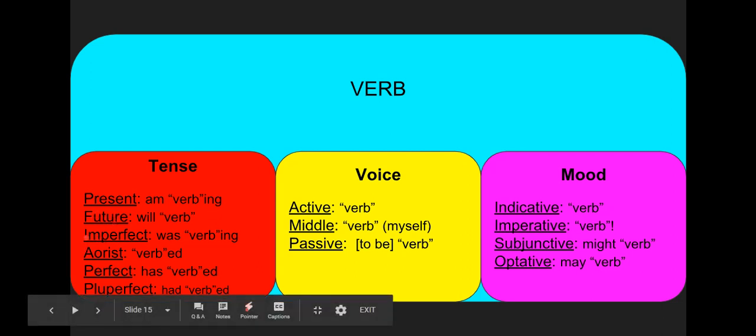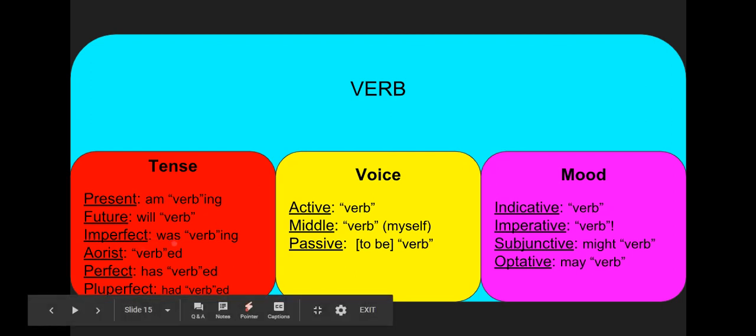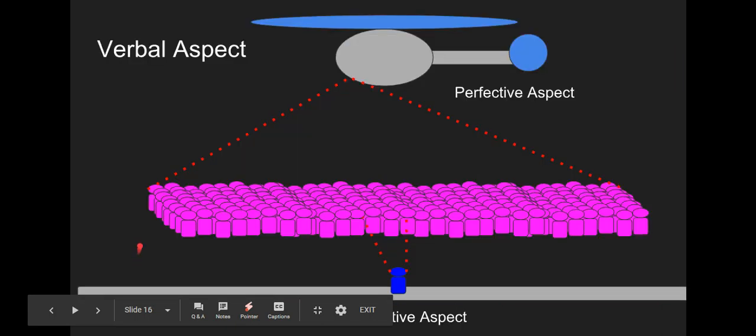Imperfect and aorist are both past, but there's a difference between them. So you can see my brief definition here. You would put was verbing. So John explained the love of God. John was explaining the love of God would be imperfect. Aorist, you would translate it as John explained the love of God. But what's the difference between those?